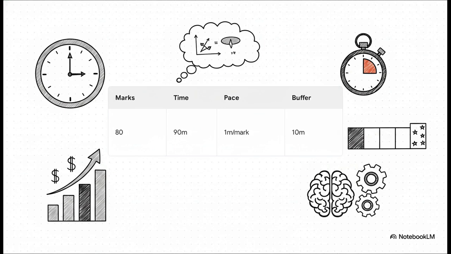I highly advise you to pace yourself at roughly 1 minute per mark. A 2-mark definition? Take 2 minutes. A 3-mark diagram? Give it 3 minutes. Sticking strictly to this pace strategically leaves you with a fantastic 10-minute buffer at the very end of the exam to go back, check your math, and review your written answers.